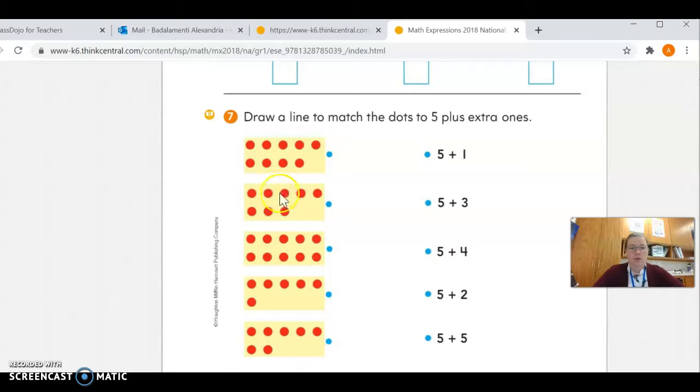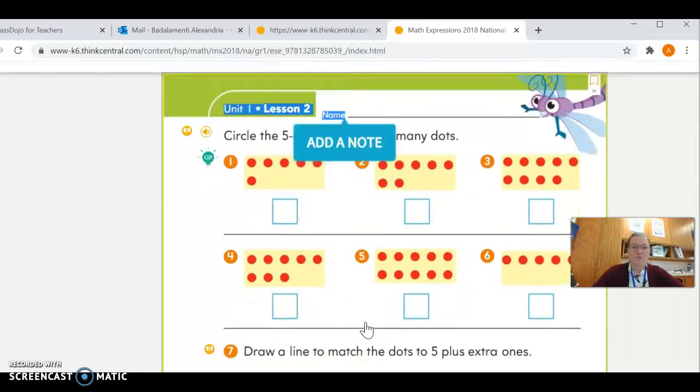Next, we have 5 and 3 more. That's the same as saying 5 plus 3. So you would attach these right over this way. So we're drawing a line to match. Oh, we can see this one right away, 2 5 groups, so that would be the same as 5 plus 5. I'm going to leave the last 2 for you. Let's see if you can figure those out. Okay?